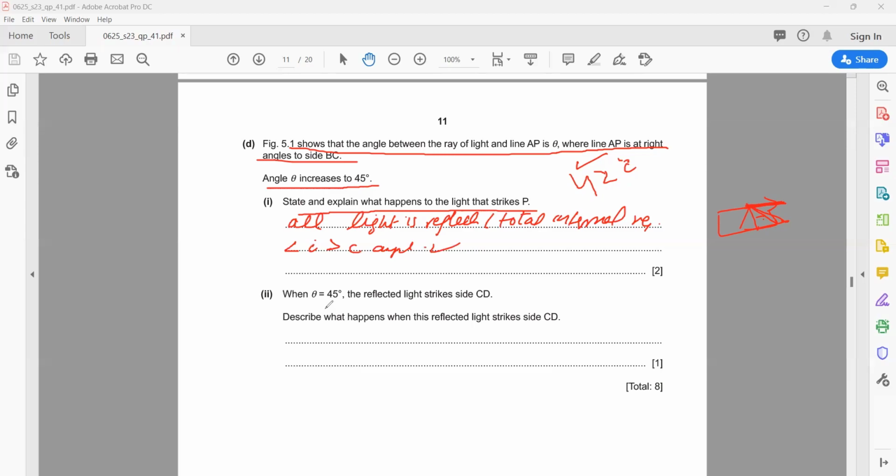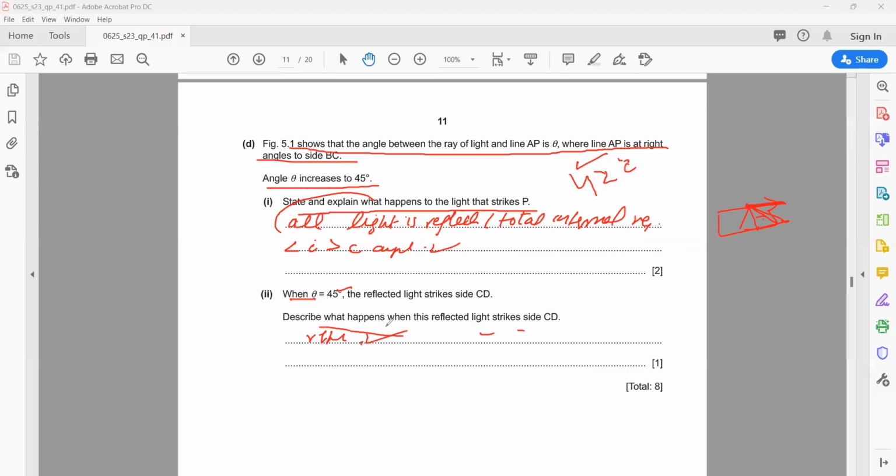Okay, so when theta is 40, does that happen to the reflected ray strike on CD? Yes, so you can say that it will reflect. Here till here is this one, and here it will reflect. The same thing here, they're going to reflect.